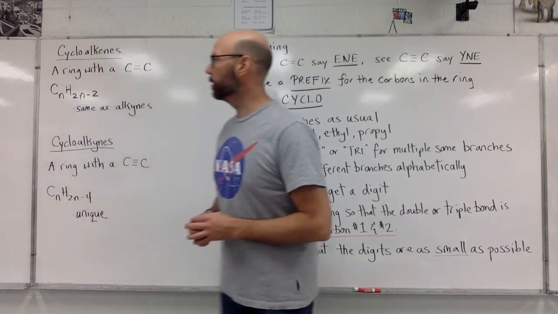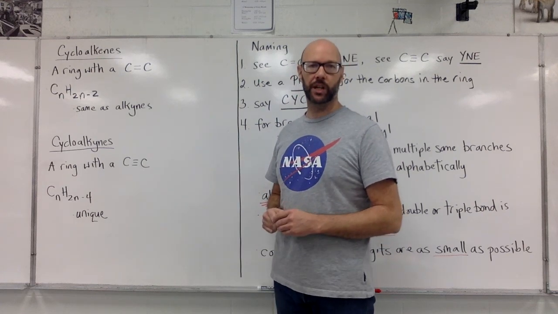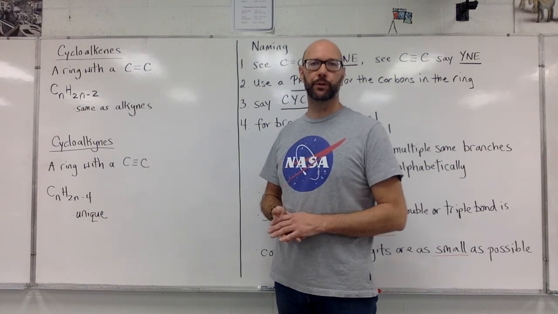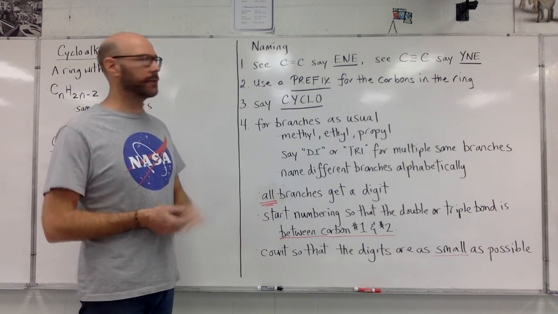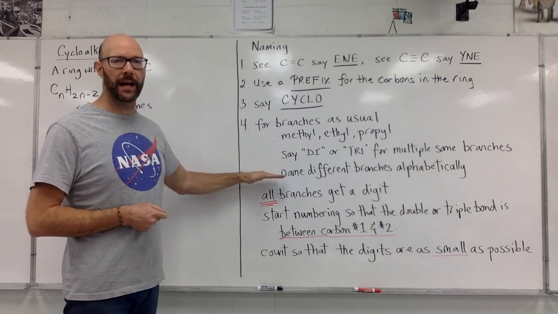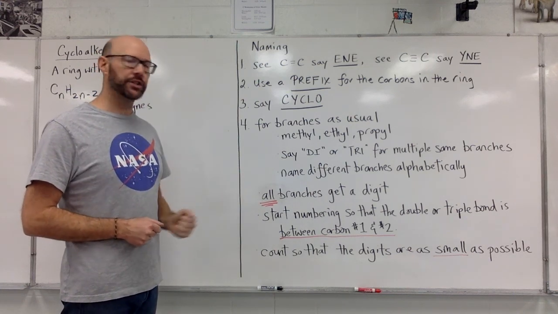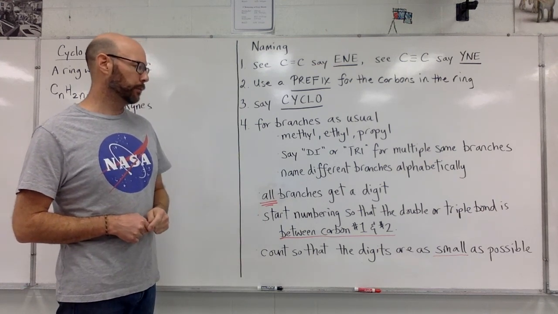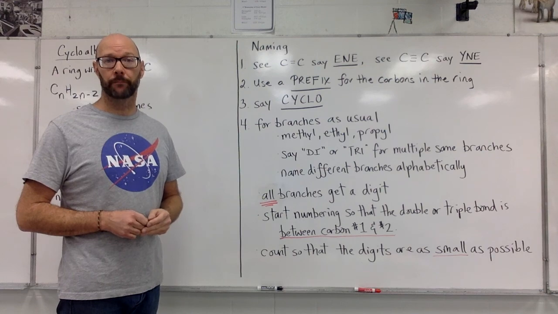So, to summarize, cycloalkenes, a ring structure with a double bond. Cycloalkynes, a ring structure with a triple bond. They each have their own general formula, which is going to become significant as we proceed through the unit. We're following the same steps for both of these classes of compounds, the only difference being the suffix at the end, -ene or -yne. The naming process for the branches is as usual, but to come up with the numbers, there's something really particular. All branches are going to get a digit. That's different from cycloalkanes. We're going to start numbering so the double or triple bond is in between carbon number 1 and 2. We're going to see some examples in the next video, and I hope that helps.